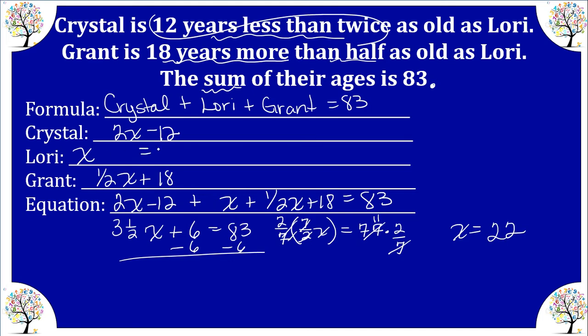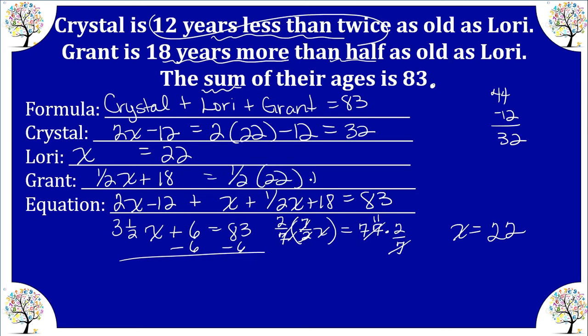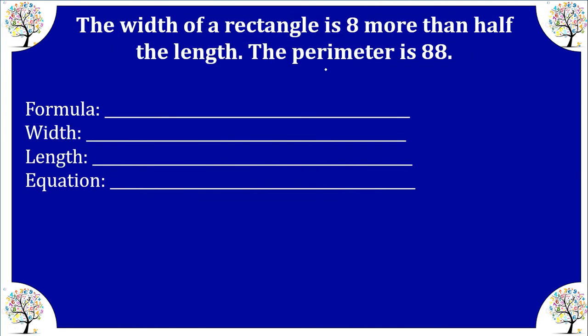So Lori is 22. Crystal is 2 times 22 minus 12. So that's 44. And then we subtract 12. And this gives us 32. So Crystal is 32. Grant is half of 22 plus 18. So half of 22 is 11 plus our 18 is 29. And if we were to add these 3 ages, we should get the sum of 83. So that is an age problem.